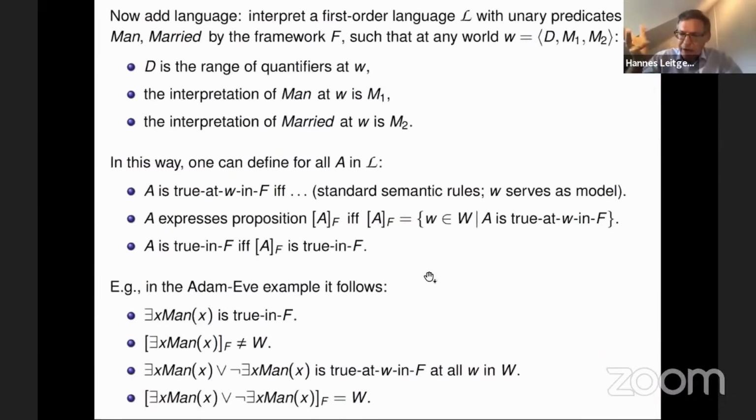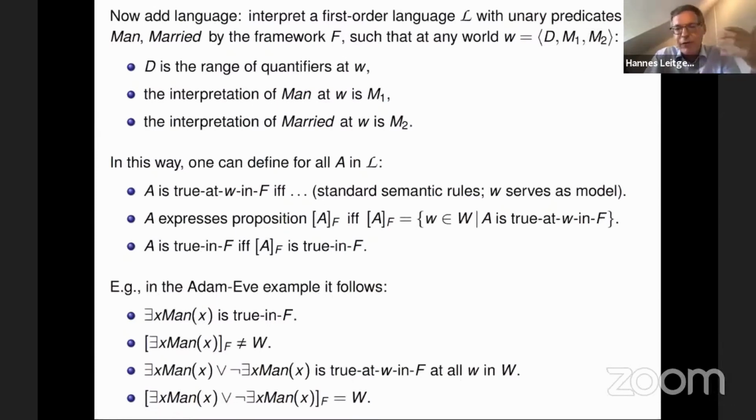Now, final part, we add language. So far, this was all pure logical thought, as it were, in the Fregean sense. But now we add a first-order language, say, and you get the idea. So we have quantifiers. The quantifiers at a world will range over the domain of the world, that's capital W. And then in the language, say, we have 2 unary predicates, the predicate man and the predicate merit. At a world, we interpret man by the M1 component, the second component of the world. And we interpret the unary predicate merit by M2, the third component of a world.